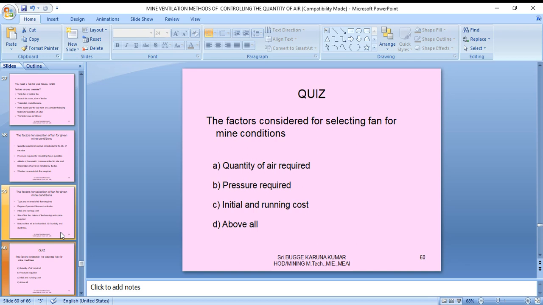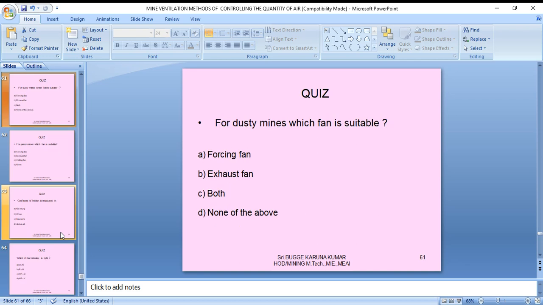Quantity of air required: depending upon the capacity of the mine, if it may increase in future, what new fan installations are needed. Pressure required is also important because of resistance. Different mines have different resistance, and to overcome that you require pressure. And ultimately initial cost, because everything is related to cost. These are the generalized questions that come.